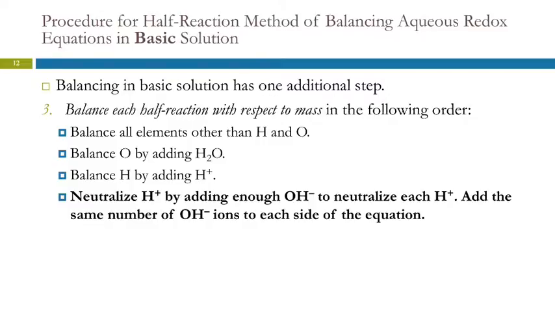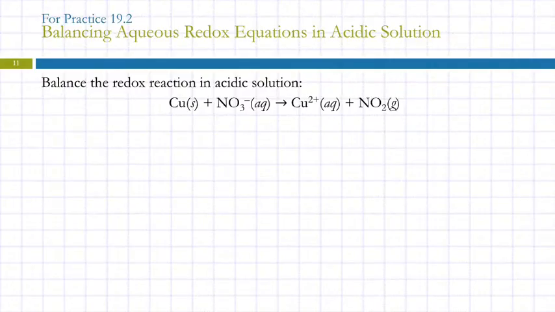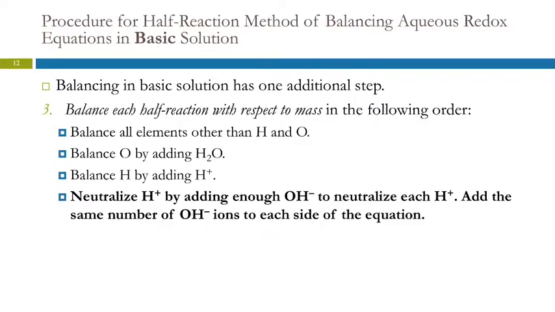So all of those half reactions were balanced in acidic solution. They all said in acidic solution. That's kind of normal. What if the half reaction is occurring in a basic solution? A basic solution has an excess of hydroxide ions. An acidic solution has an excess of hydrogen ions.